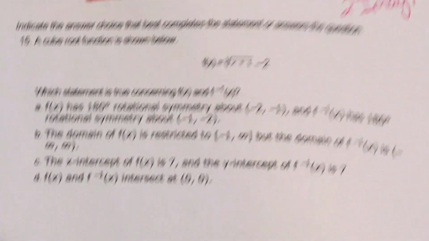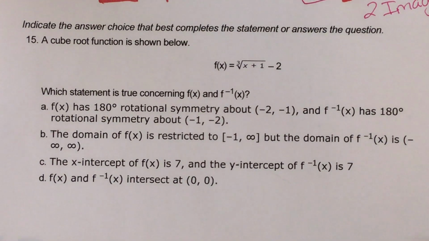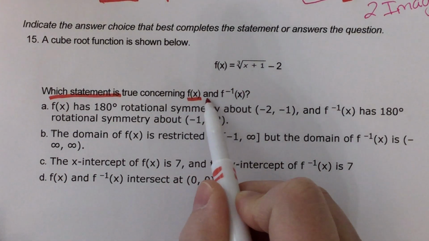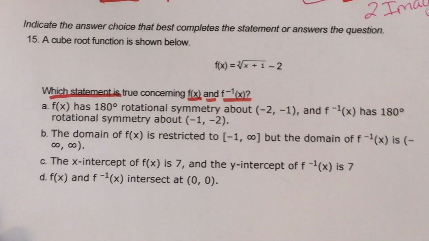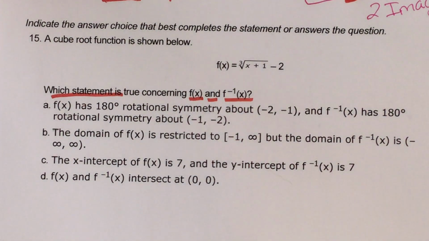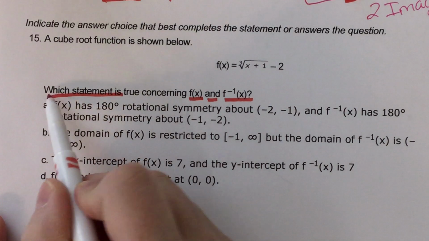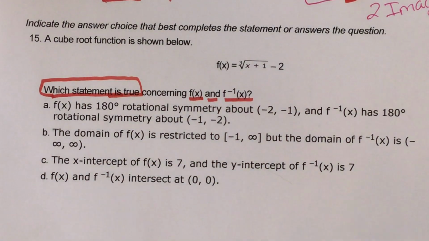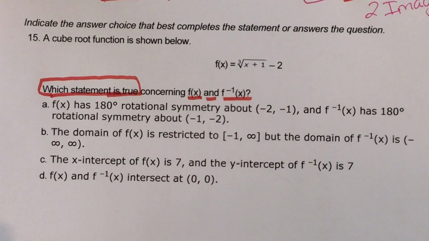Okay, this next one. It gives us an equation, and it's saying which statement is true concerning f of x and the inverse. So this is wanting to know something about the inverse, and it wants to know just which statement is true. The first 2 answer choices look a little confusing, so let's see if C is correct or if D is correct, because those are pretty easy to understand.